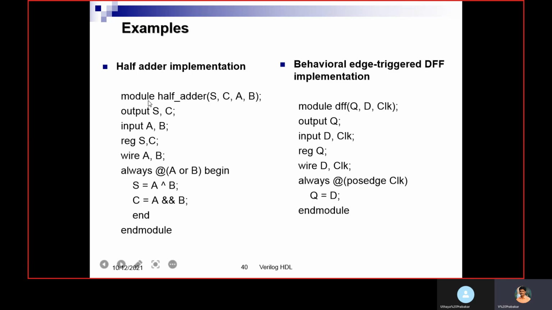Now one small example. The same half adder we implement using the behavioral model, and we are also implementing a D flip flop using the behavioral model. So module name, port list, and port declarations. Here I told you, if you are using behavioral modeling to implement the functionality, the output variable should be declared as reg. So sum and carry you should declare as reg here.